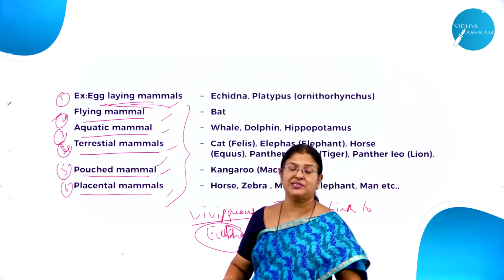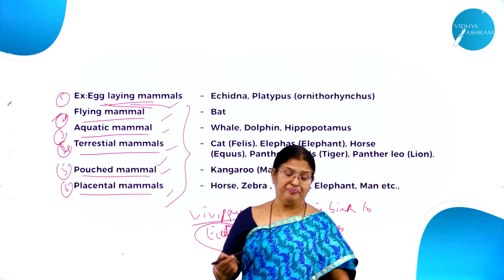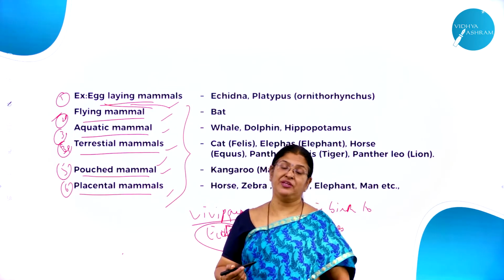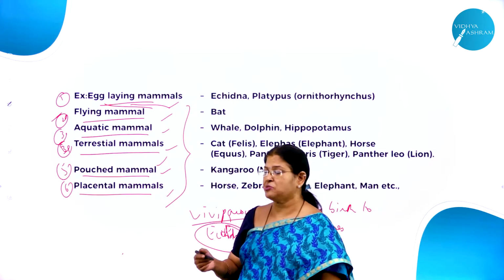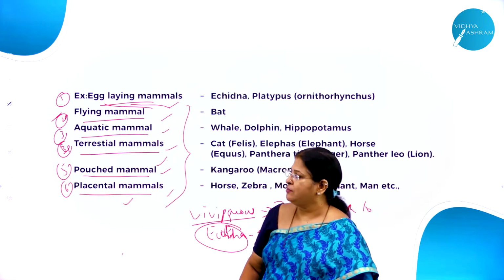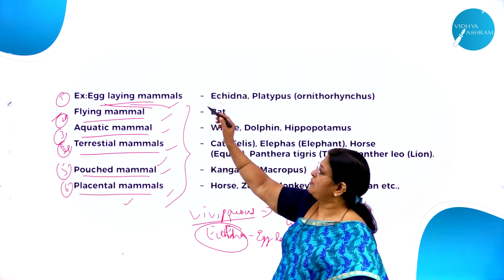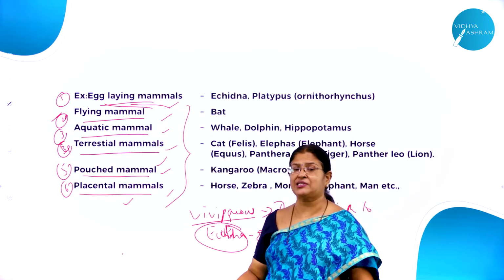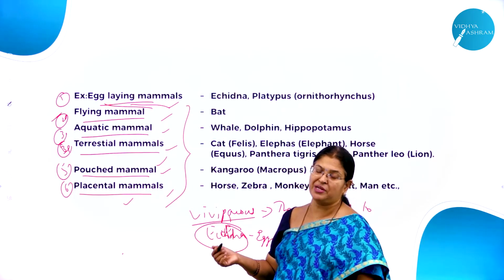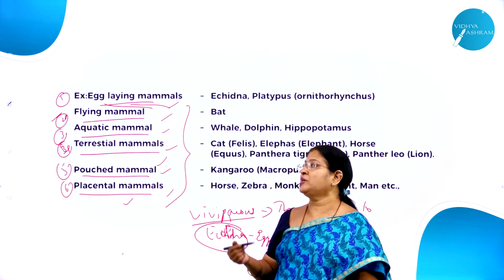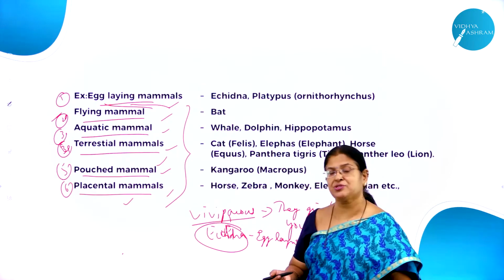Now what do you mean by placental mammals? As I said, the placenta forms a connecting link, an organic connection between the developing fetus and the maternal body, and such mammals are called placental mammals. Now let us study the examples one by one. All these examples are very important. They'll ask, give an example of a placental mammal, give an example of a pouched mammal, give an example of aquatic mammals. What are aquatic mammals? What are flying mammals? What are egg-laying mammals? They'll ask like that.